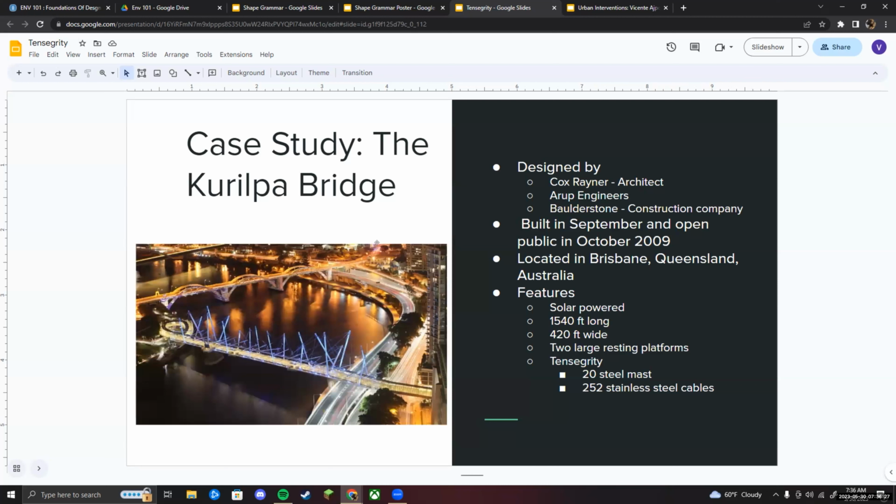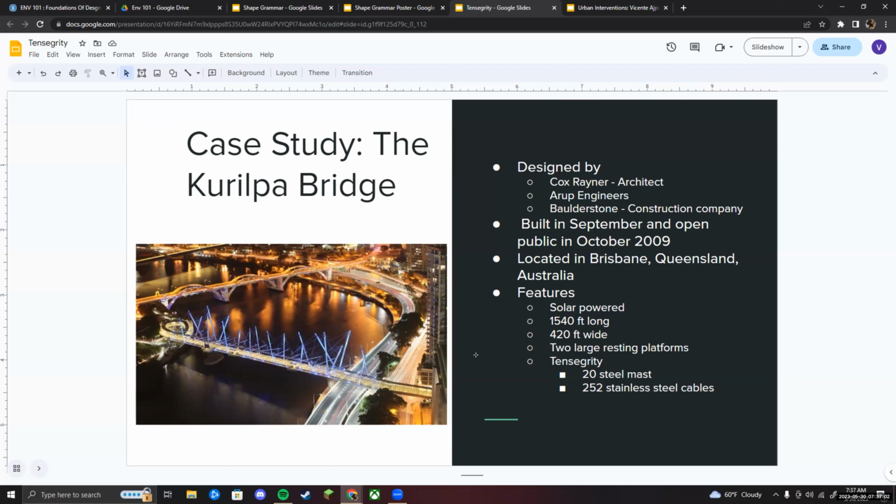So a case study I did was the Kurilpa Bridge. It was designed by Cox Rayner, who was an architect, and Arup Engineers, which is basically a company, and was made by Baulderstone, which is a construction company. They're the ones that actually built it. It was built in September and opened to the public in October of 2009, located in Australia.